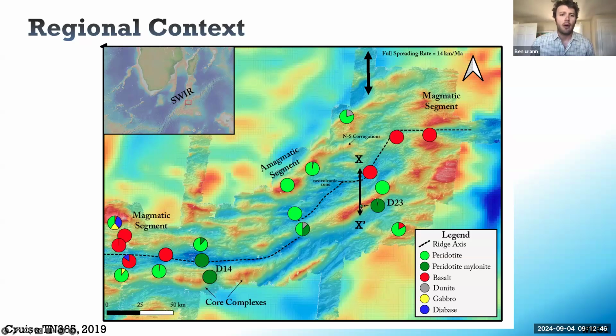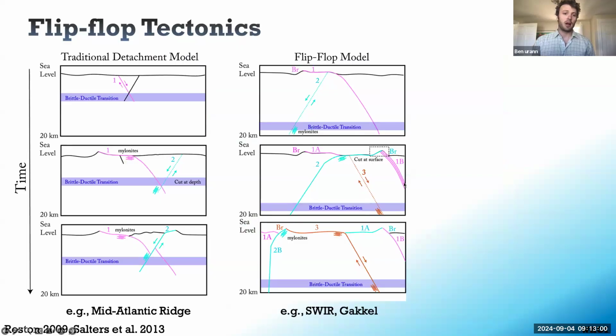And so how do we get peridotite mylonites on the outer slope of this rift mountain? What is the model for that? Luckily, there's been some really fantastic work by our European colleagues on looking at flip-flop detachment models. The flip-flop model differs from the traditional detachment model, where the breakaways are primarily constructed of basalt and diabase on the outward slopes, and eventually the detachment is cross-cut at depth, as I explained earlier.